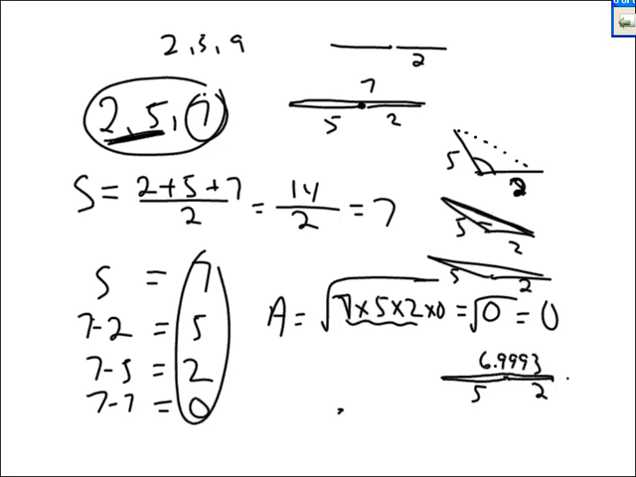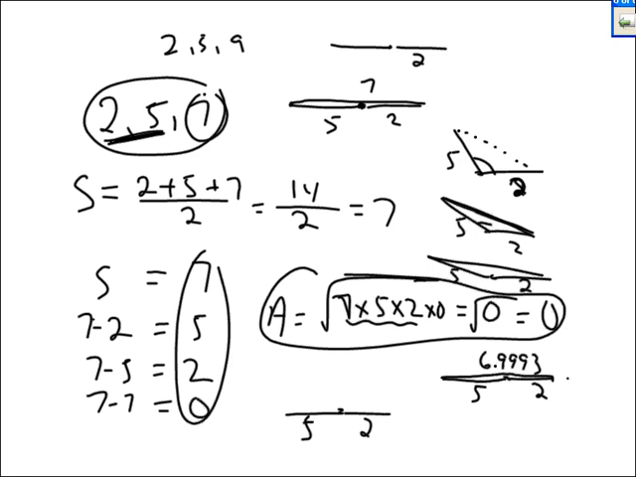So that is why the area was 0. You have one side that's 2, you have the other side that's 5, 180 degree angle, and the third side just lies on top of it. So basically the area is the base, 7, times the height, which is 0. So here the area really, really is 0.